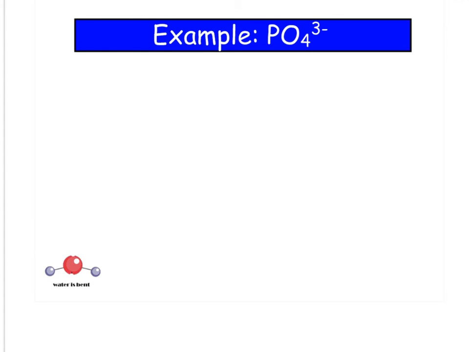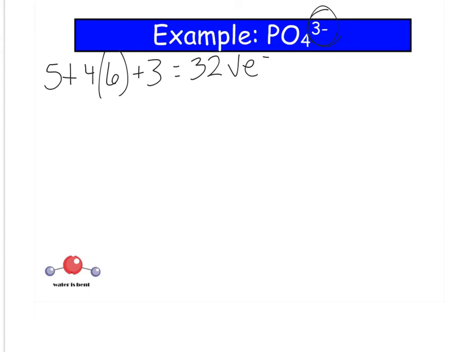Let's draw phosphate. So we need to calculate all the valence electrons. So let's see, phosphorus has 5 valence electrons, and we've got 4 oxygen, and each oxygen has 6 valence electrons. And since this is an ion, we've got to add these 3 electrons in. So 24 and 8, 32. All right, so we've got 32 valence electrons to work with. We can't use any more than that. We can't use any less. We've got to use exactly 32.